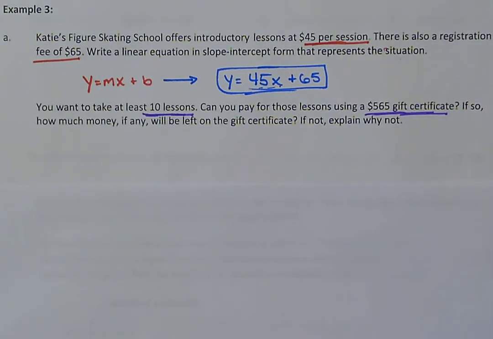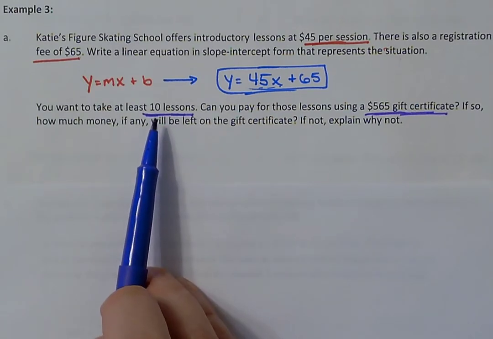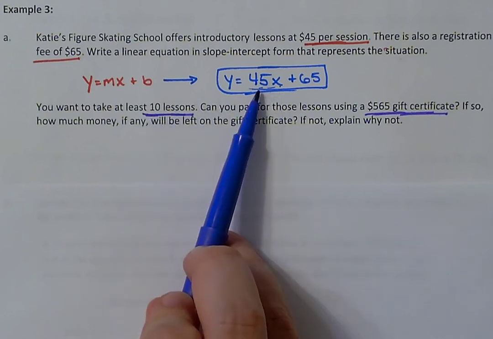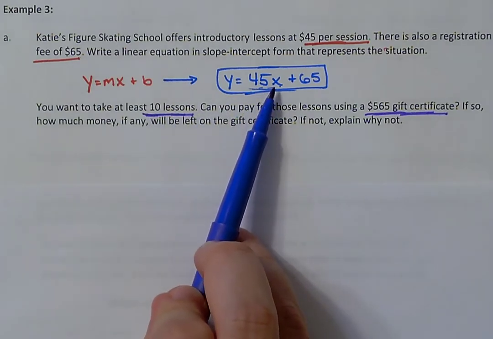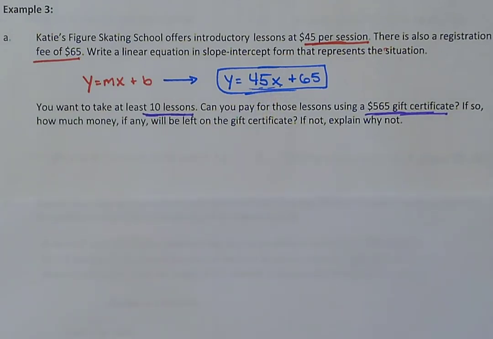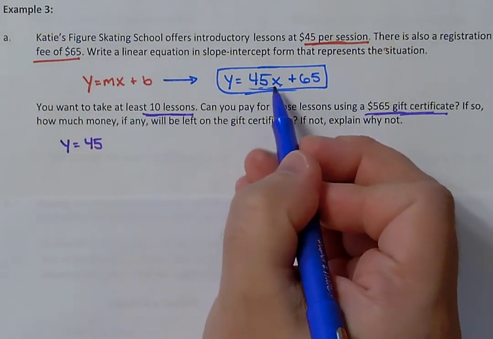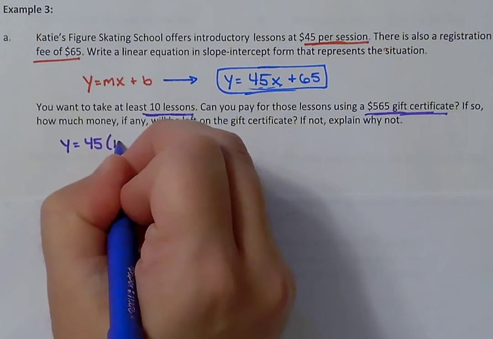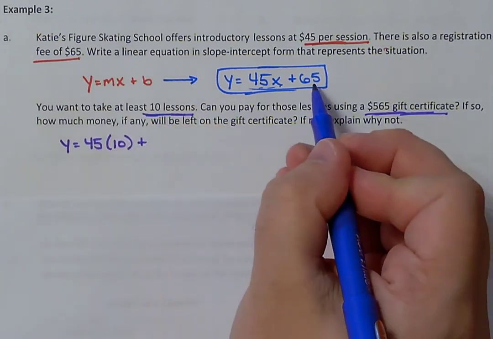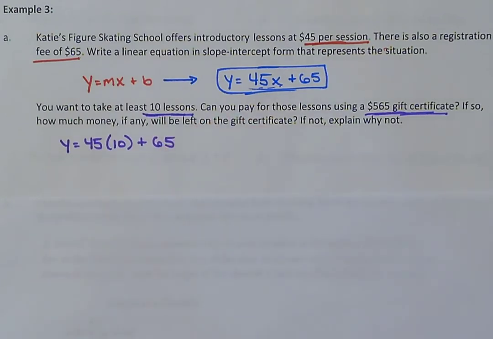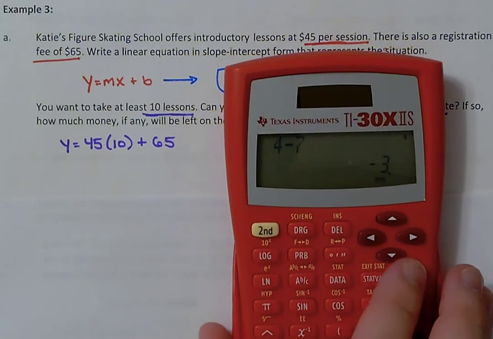So the way we're going to figure this out is you want to take 10 lessons. So we're going to take 10 and plug it in for x, because it's $45 per lesson, so 45 times however many lessons. So we take our equation, y equals 45x plus 65, and plug 10 in for x. We're going to figure out how much it costs for 10 lessons and see if we have enough money on the gift certificate.